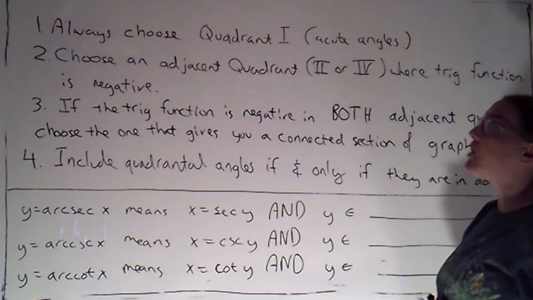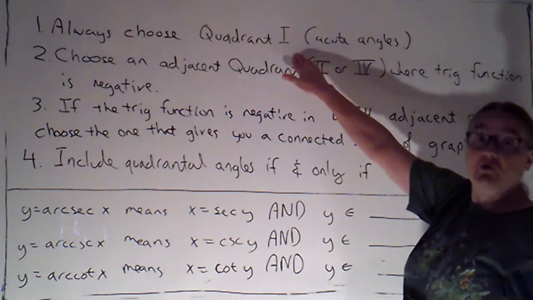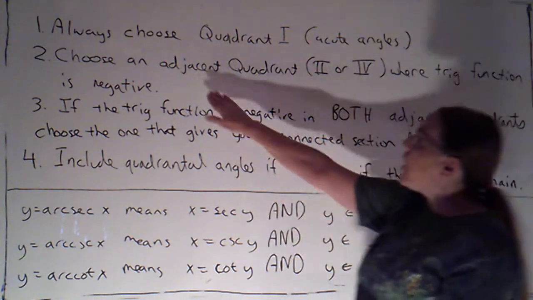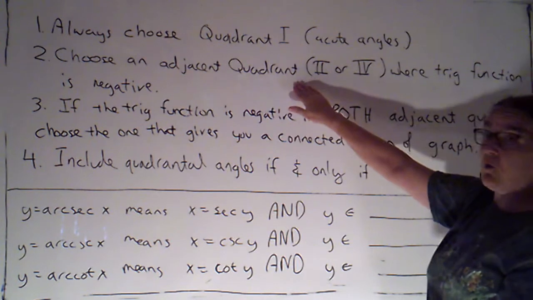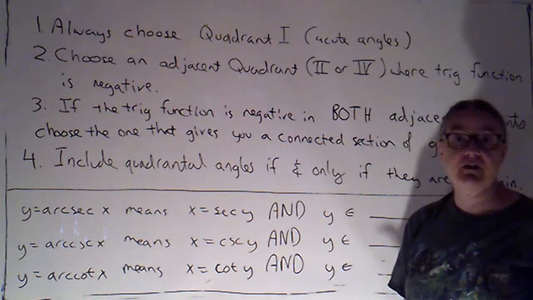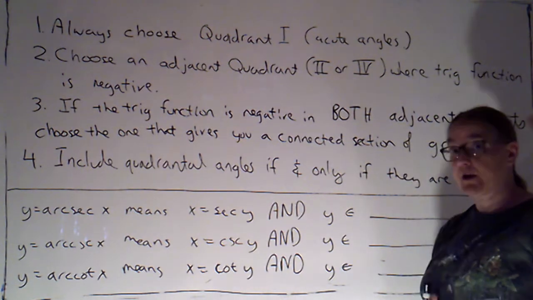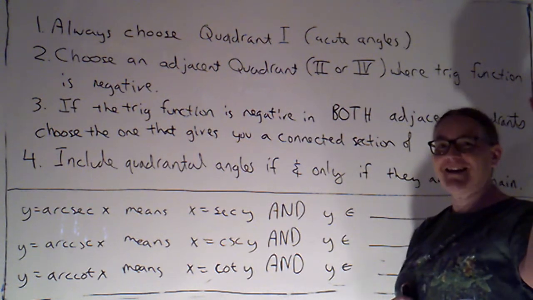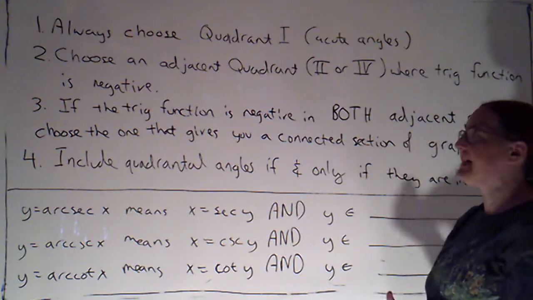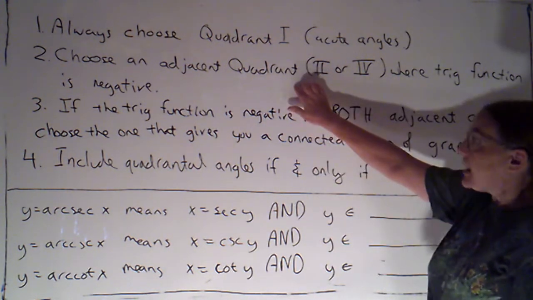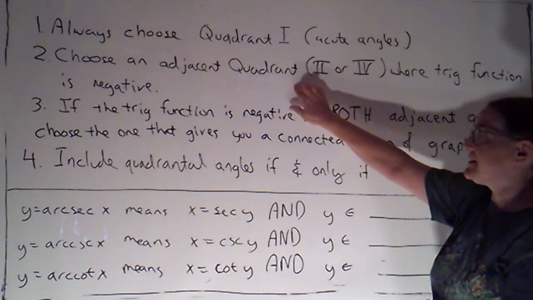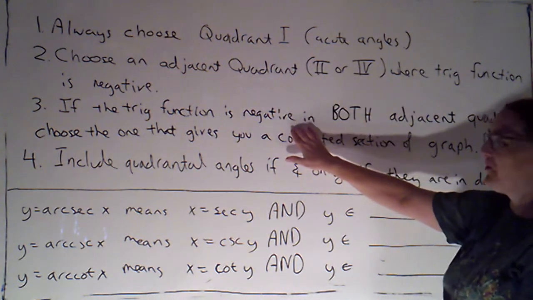So here are the rules. You always choose quadrant 1 between 0 and pi over 2. You're always going to choose an adjacent quadrant, so either 2 or 4, and it's got to be where the trig function involved is negative, so that we have one quadrant, quadrant 1, where it takes on its positive values, and one quadrant, either 2 or 4, where it takes on its negative values. Sometimes that's going to be enough for you to figure out what your second quadrant is. If not, go to rule 3.